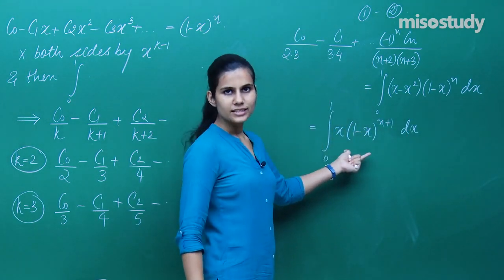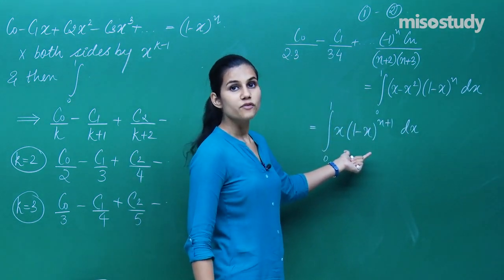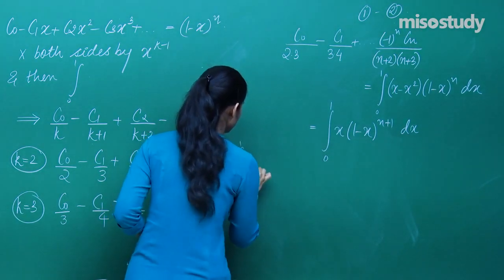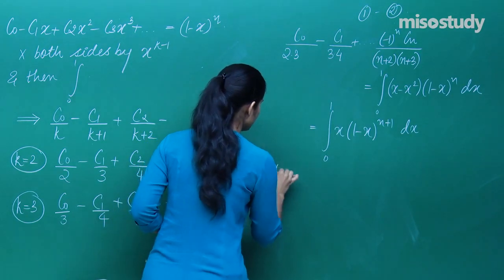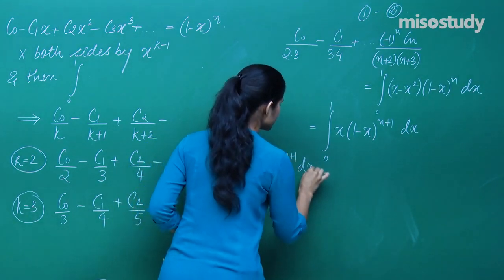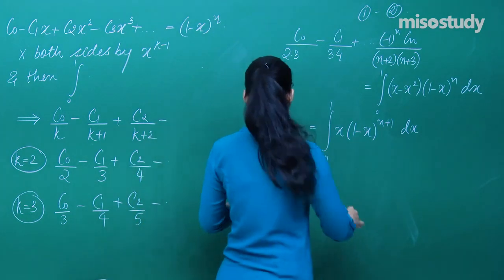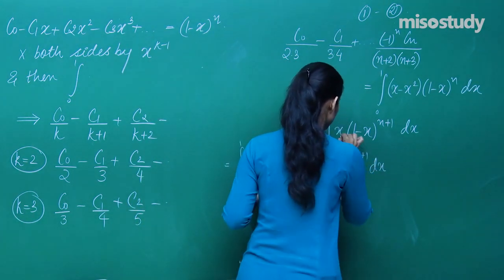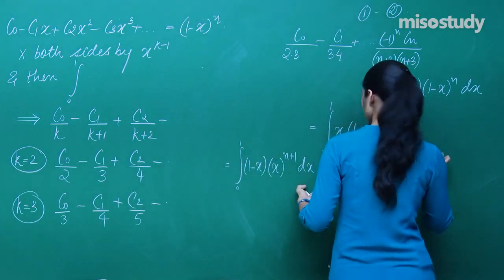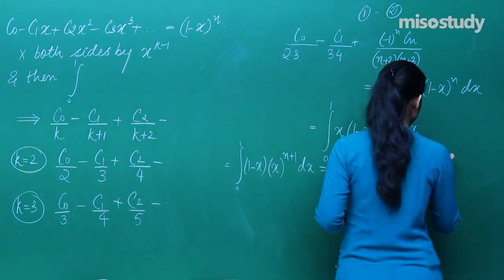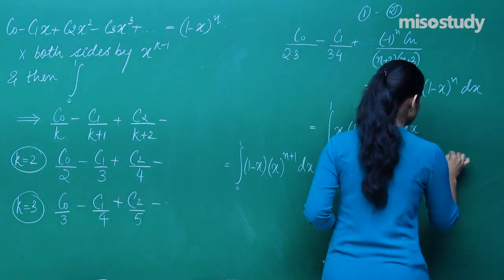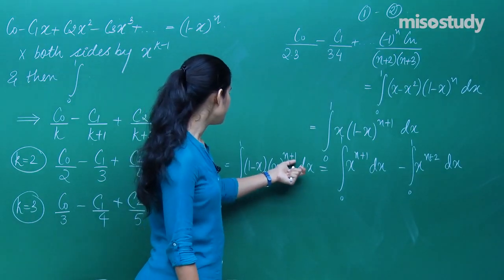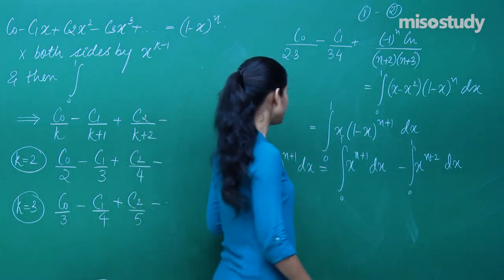Now see this, you know that integral 0 to a f(x) dx is integral 0 to a f(a minus x) dx. So this becomes integral from 0 to 1, 1 minus x into x to the power n plus 1 dx. Right, so this becomes x to the power n plus 1 dx from 0 to 1 minus x to the power n plus 1 plus 1, so it is n plus 2 integral from 0 to 1. So this is x to the power n plus 1 minus x to the power n plus 2.